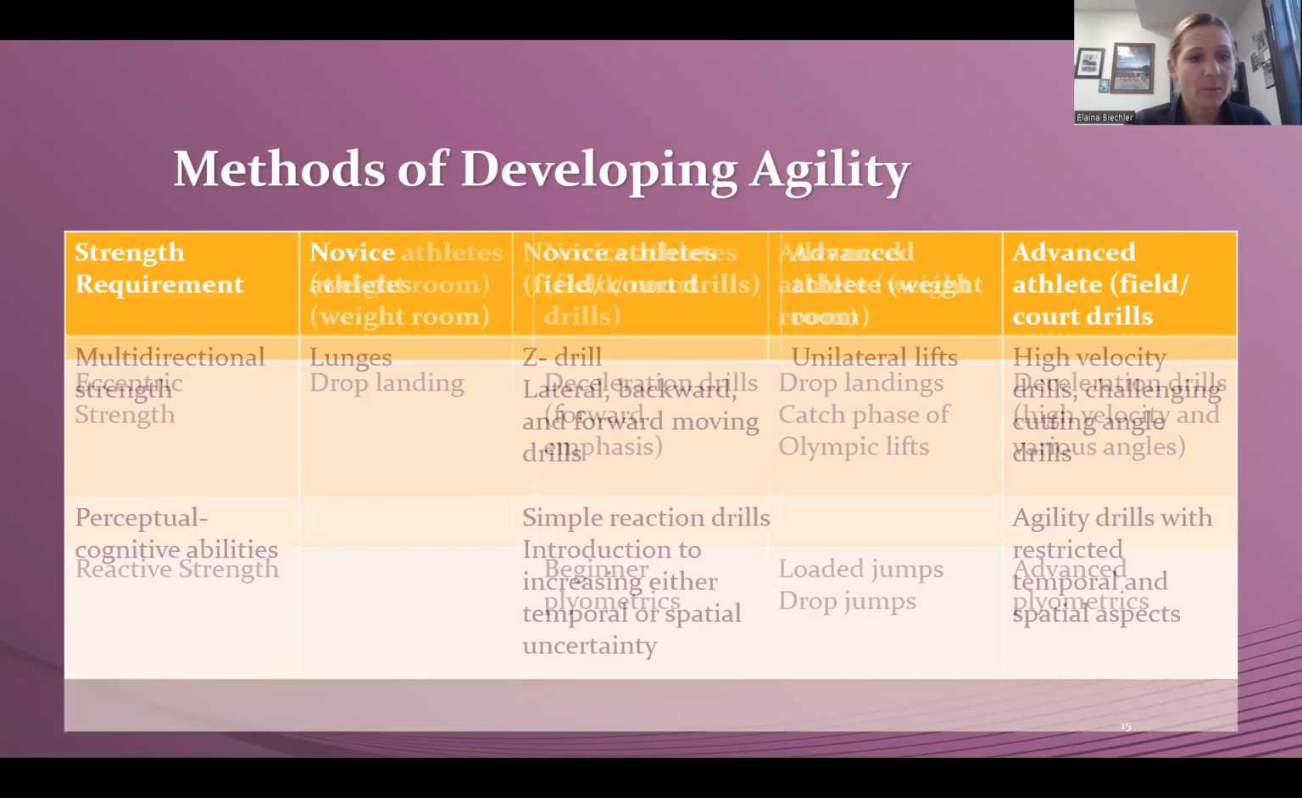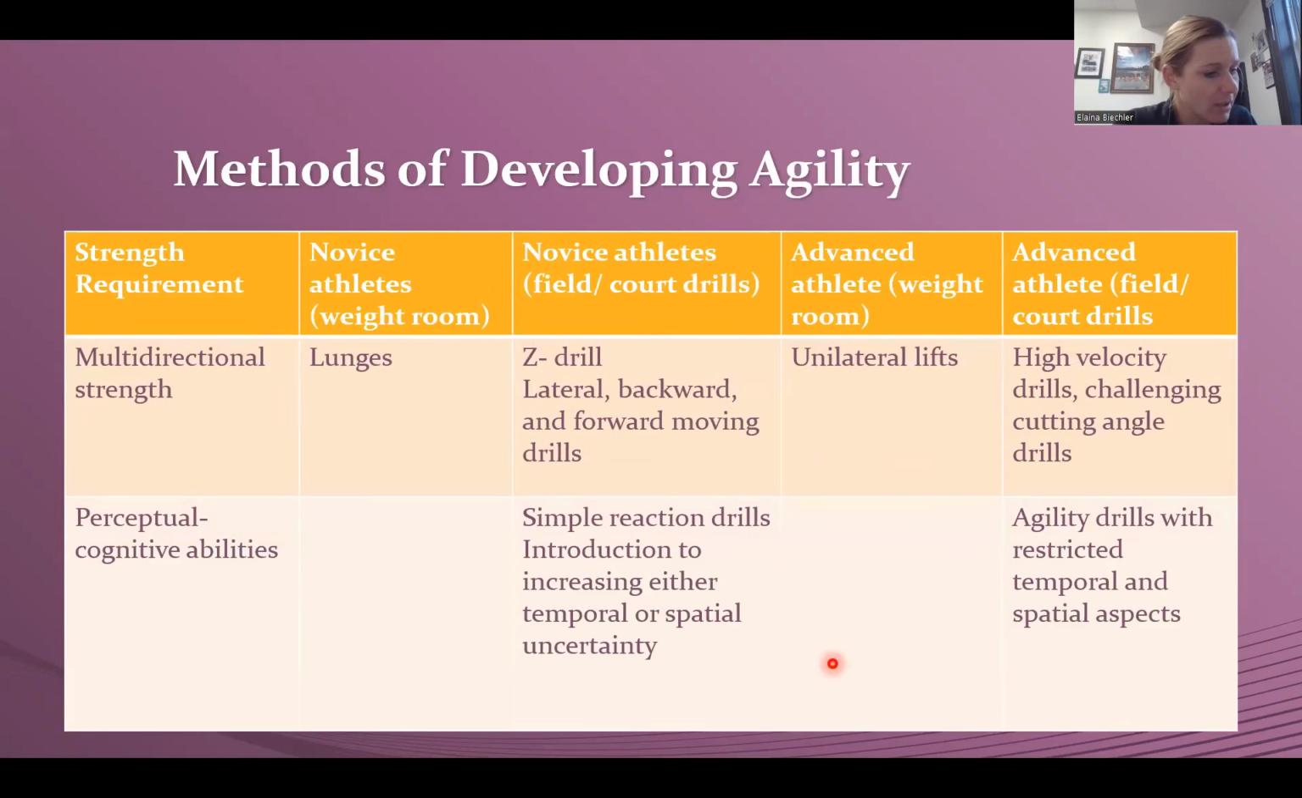All right, what else we got? We got a few more here to talk about when we think about developing agility. So we can do multi-directional strength. This might be lunges, a Z drill, whether it's lateral, forward, backward. So again, trying to think about how we can move our joints through multiple planes and in multiple directions. So again, thinking about that either in the weight room or on the court.